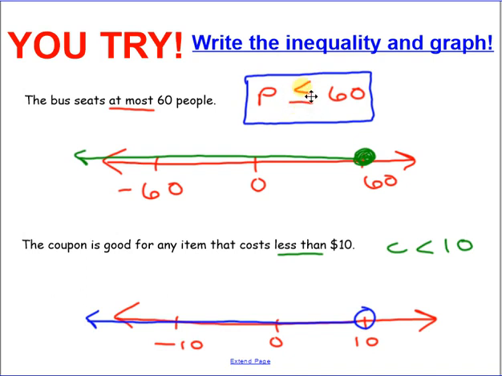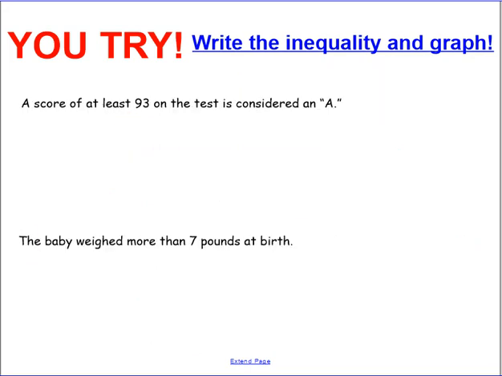But once you have 60 people, is it less than 60 people that can sit on the bus or more than 60 people? Less than. So it's less than or equal to. For the second one, you should have gotten C is less than 10 because you need to spend less than $10 in order to use the coupon. All right, go ahead and try these two using the same method.